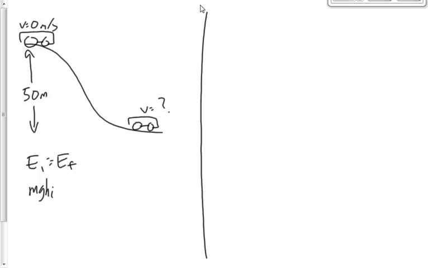You got anything else on the left side? Is there kinetic energy up here? No, because it's not moving, right? So we're going to say the left side is just simply mgh, initial. What about the right side?